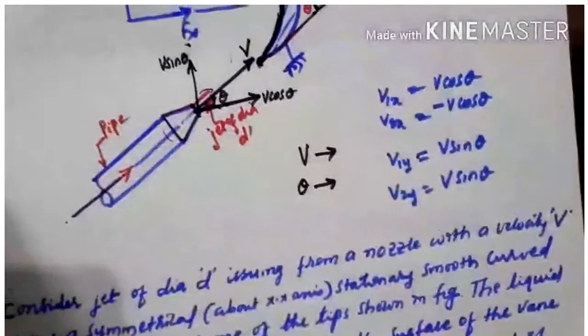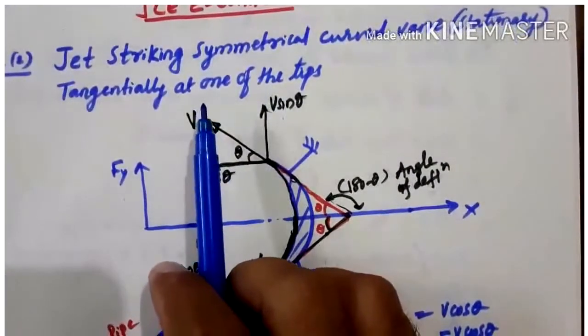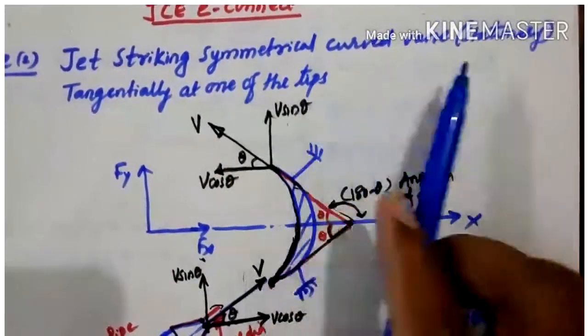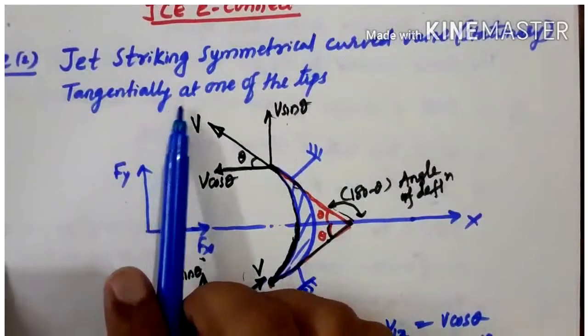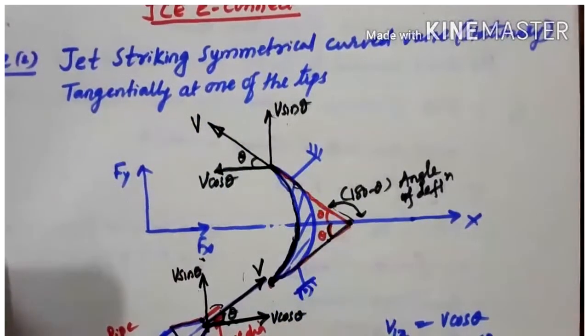This is very important from the examination point of view. Here the jet is striking a symmetrical curved vane, but the vane is kept stationary and the jet is striking tangentially at one of the tips. First you draw the vane, then allow the jet to enter the vane tangentially, making an angle of theta.